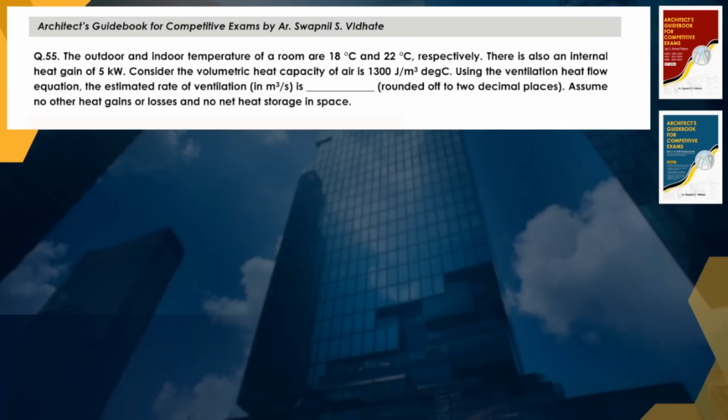Question 55, numerical answer type question. The outdoor and indoor temperature of a room are 18 degrees Celsius and 22 degrees Celsius respectively. There is also an internal heat gain of 5 kilowatt. Consider the volumetric heat capacity of air is 1300 joule per meter cube degree Celsius. Using the ventilation heat flow equation, the estimated rate of ventilation in meter cube per second is how much?